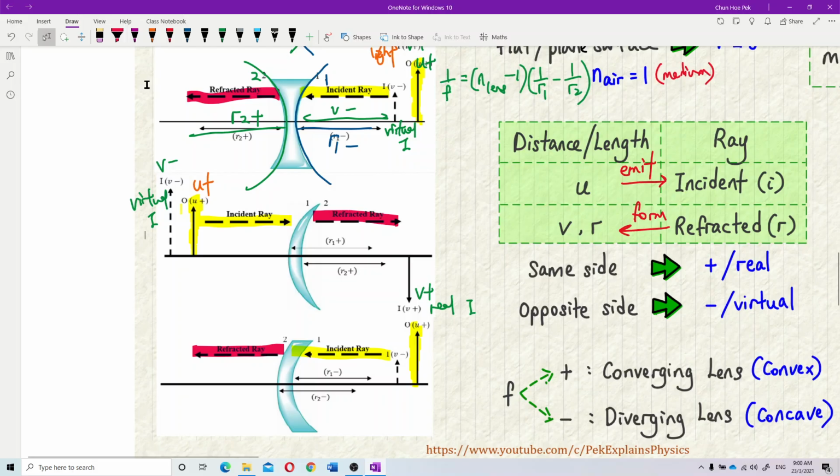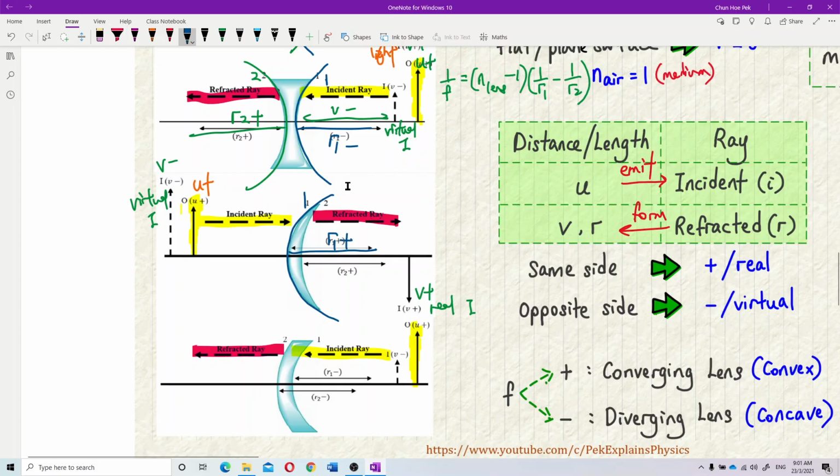Radius. Look at this radius. So the first surface, the radius is over here. This is the first surface because it received the incident ray. So where is the radius? Radius is over here. Follow the shape. Radius 1 over here is on the same side as the refracted ray. That's why this R1 is positive.